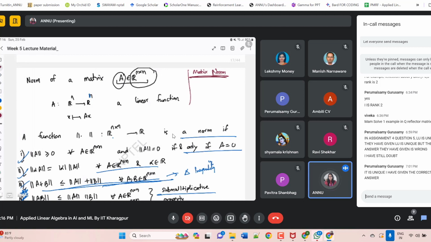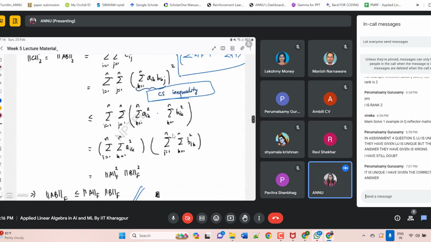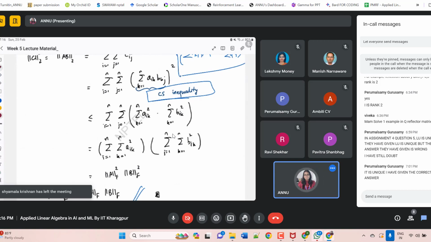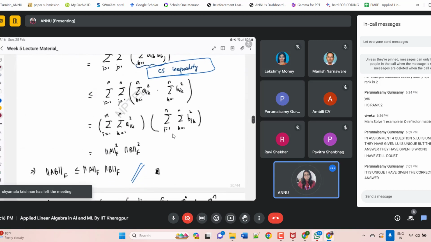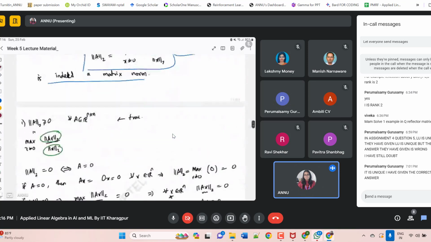So whenever we see any norm, suppose 2 norm, 3 norm, infinity norm, if it follows these 4 properties, then we say that it is indeed a matrix norm. We saw that the Frobenius norm is a matrix norm. So now we are asking whether the induced norm is a matrix norm or not. So we are verifying it.